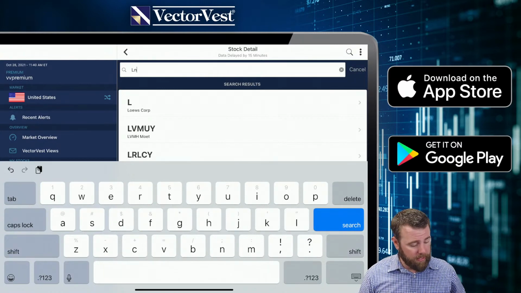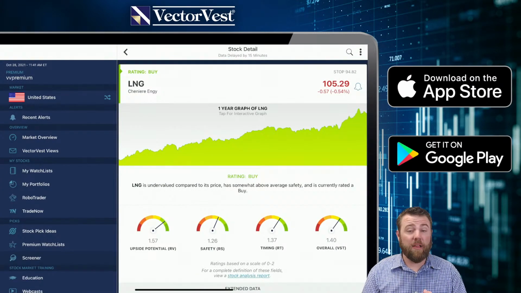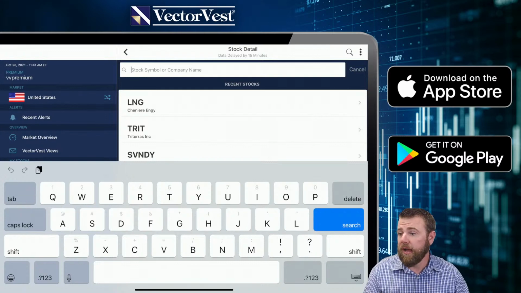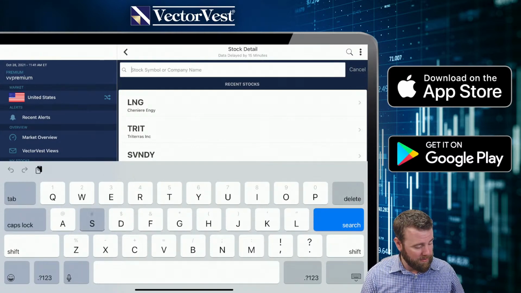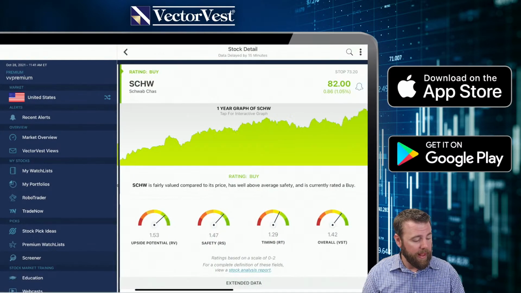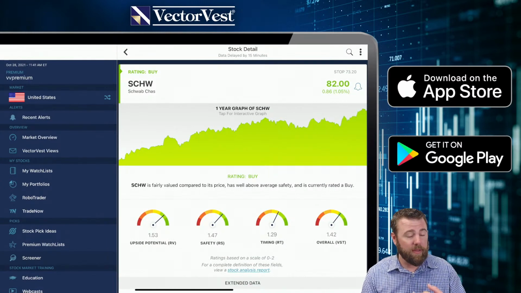LNG. There we go. Great long-term potential, less risk associated with it. Nice steady uptrend. Overall, the stock's definitely favorable. All right, we got two more here today. SCHW. Great long-term potential, less risk associated with this stock. Really consistent, steady short-term uptrend. So overall, the stock is definitely favorable.